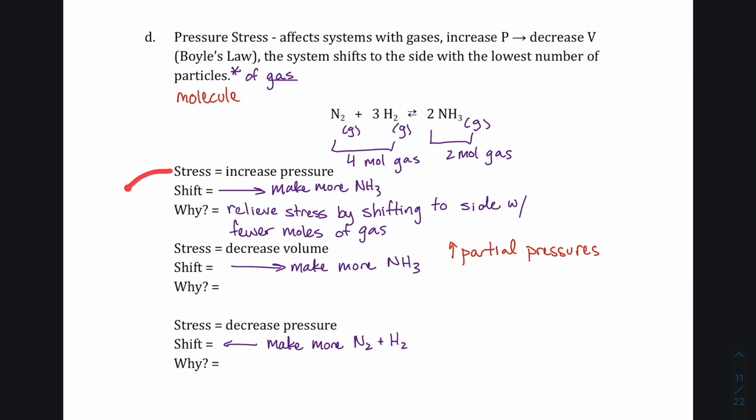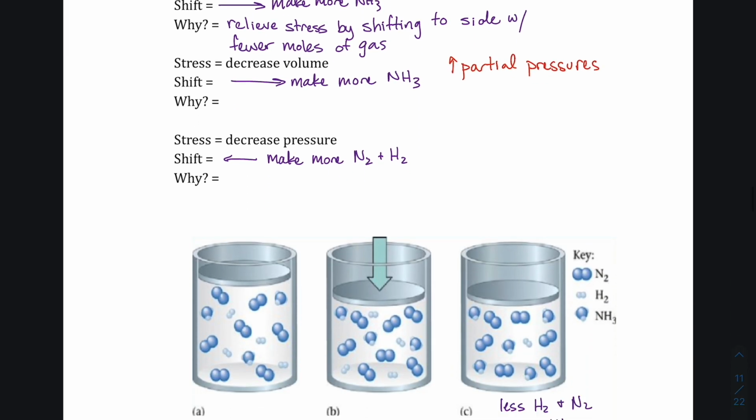Decreasing pressure is the opposite of increasing pressure. So in this case, if we drop the pressure, the reaction is going to shift to increase the pressure to relieve that stress. And so in that case, we would make more nitrogen and hydrogen.